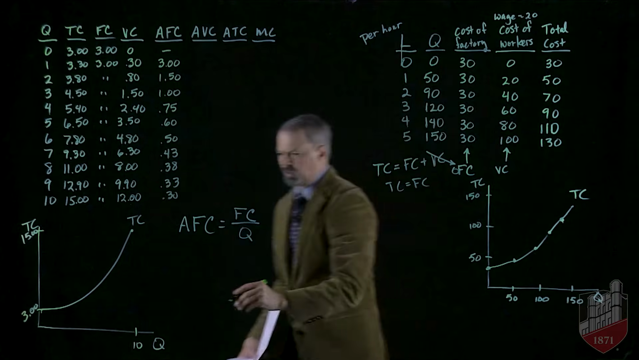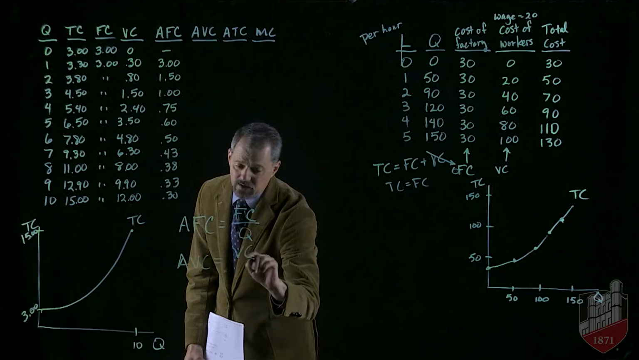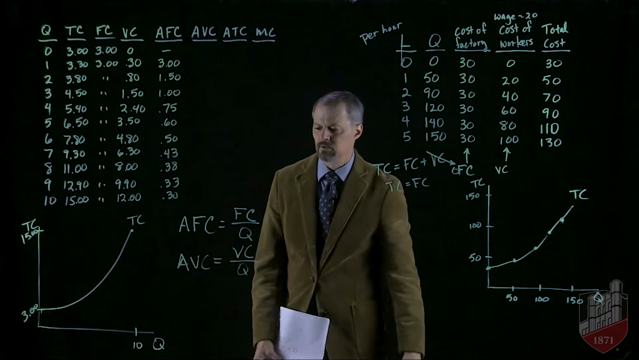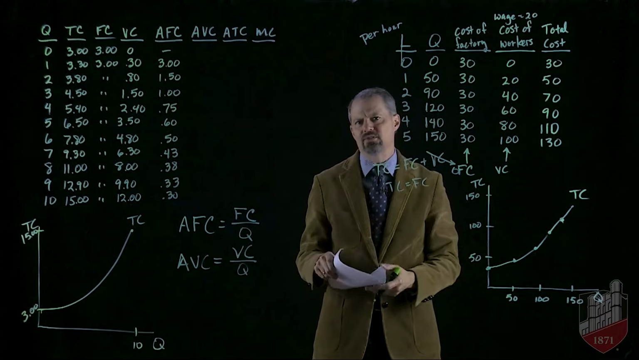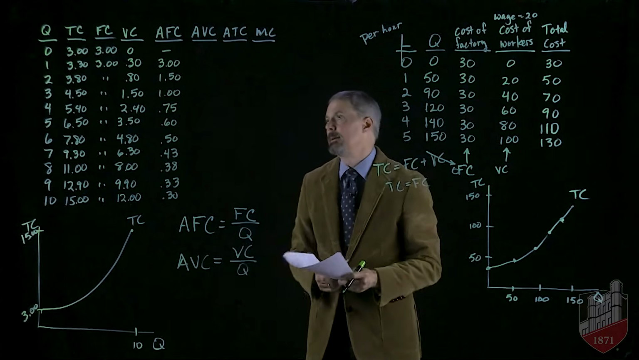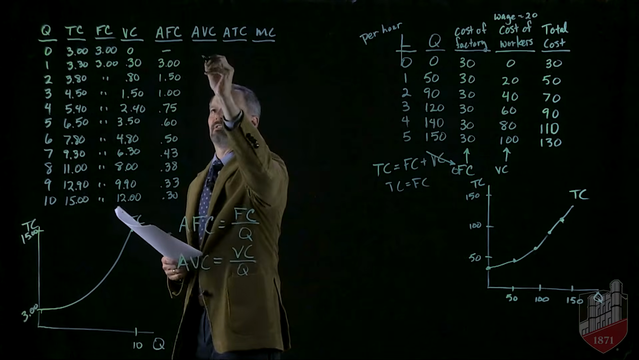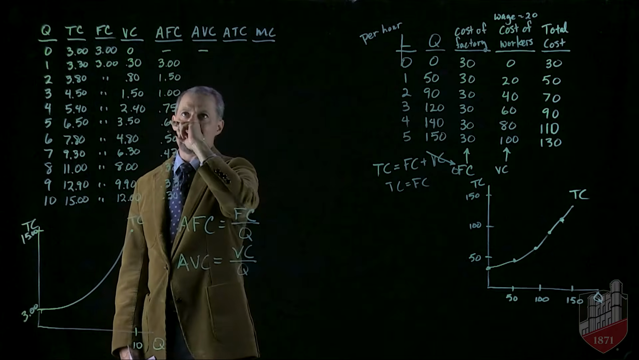Let's do average variable cost. Average variable cost, you can probably guess, is equal to variable cost divided by Q. If you take your variable cost and you spread it out over the units you're producing, what's your variable cost per unit? That's what this tells us. Same thing, we can't divide by 0 here where quantity equals 0, so we're going to put a dash there.